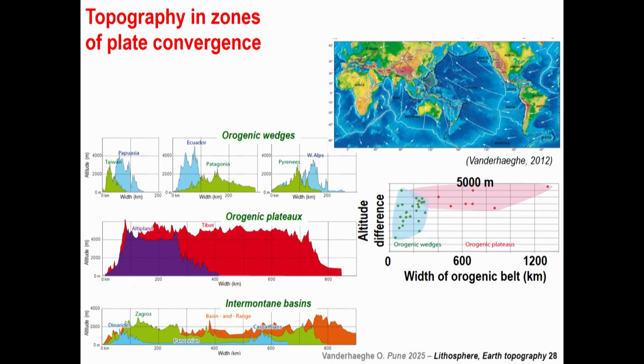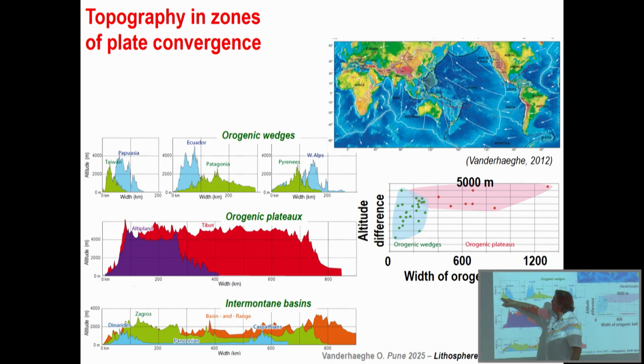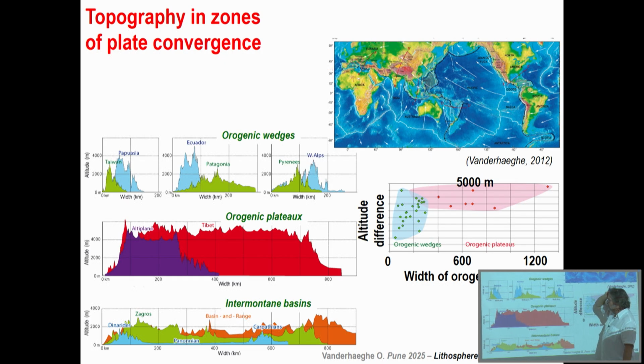And I'll leave you with that slide that introduces the lectures of tomorrow. What about topography in zones of plate convergence? I just did that with Google Earth. I did sections across convergent plate boundaries, and you can easily retrieve the topography. I did that for orogenic wedges, zones of mountains with a triangular shape. A wedge is a triangle. I did that for Taiwan, Papuasia, Ecuador, Patagonia, Pyrenees, Alps, all roughly triangular.